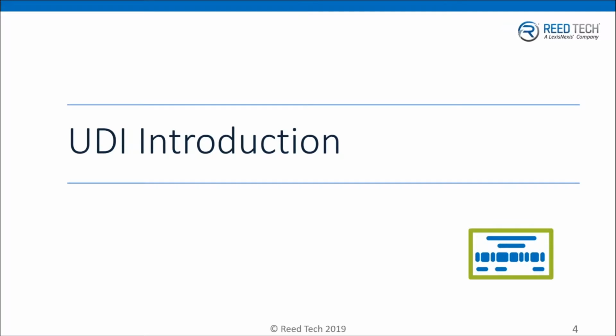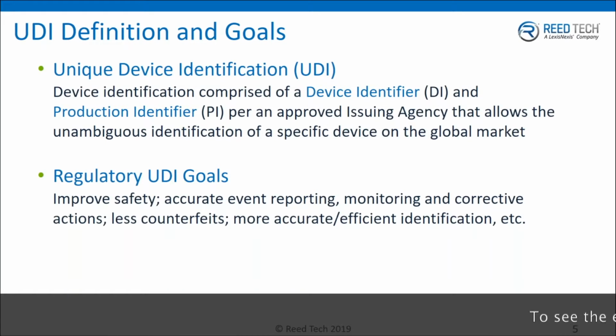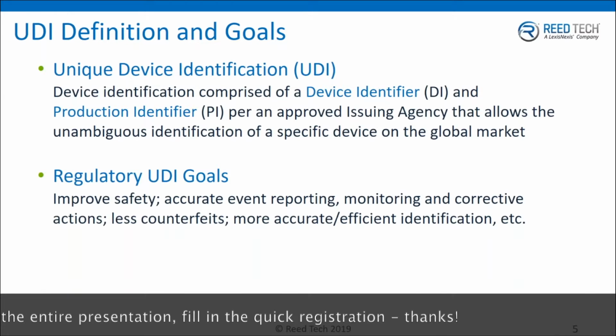So to start off, let's get the introduction and some of the definitions out of the way. UDI is comprised of two components, a device identifier and a production identifier. And that particular identification identifies a product throughout its whole life, anywhere in the world. So it does have some criteria to be very unique and not to be reused for any other device in the future.